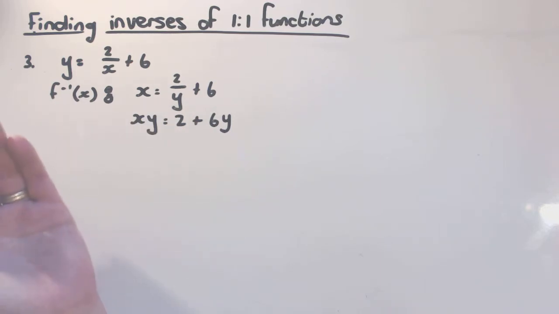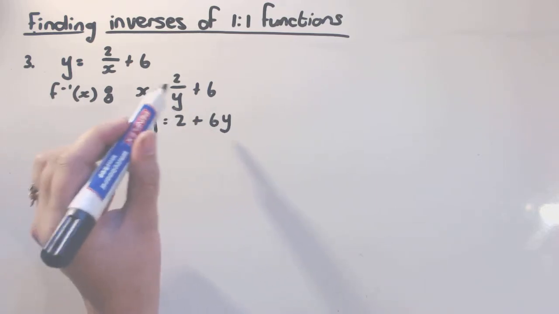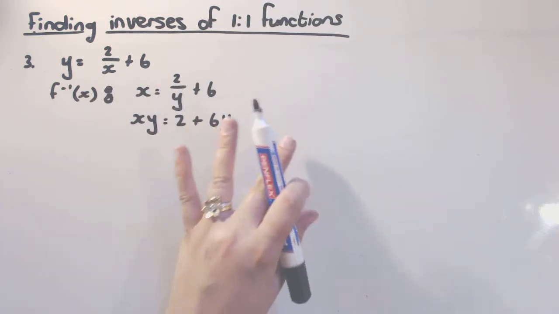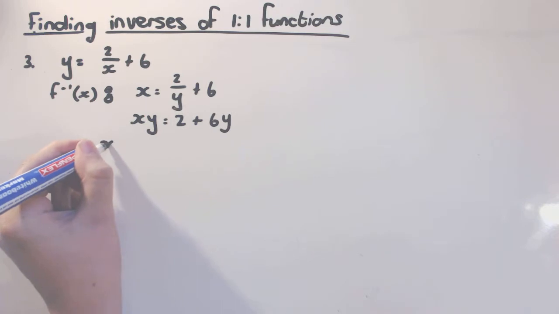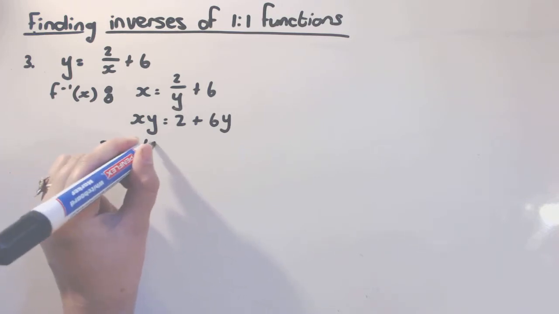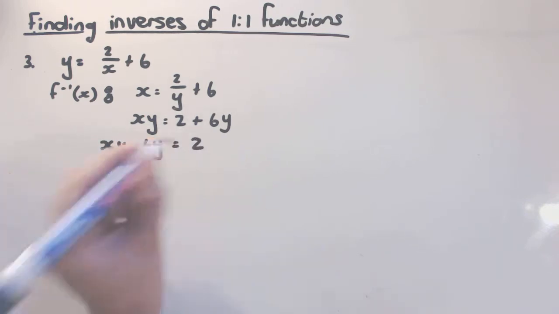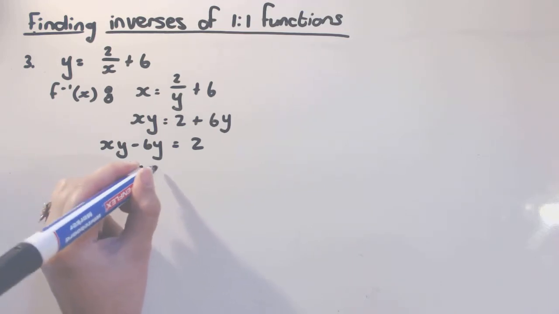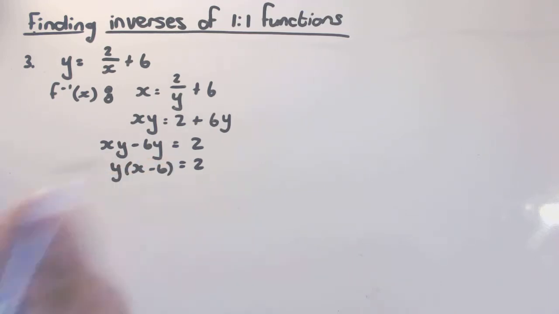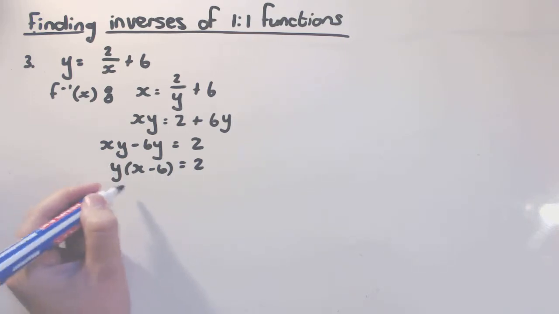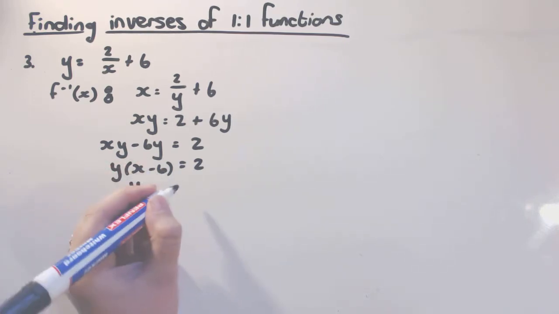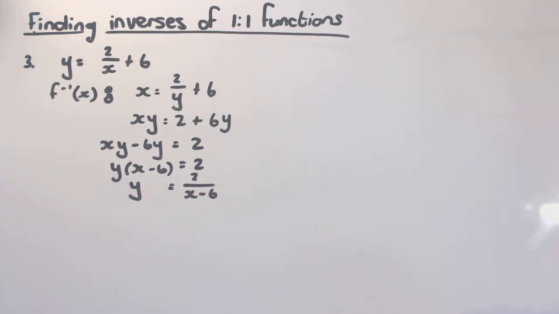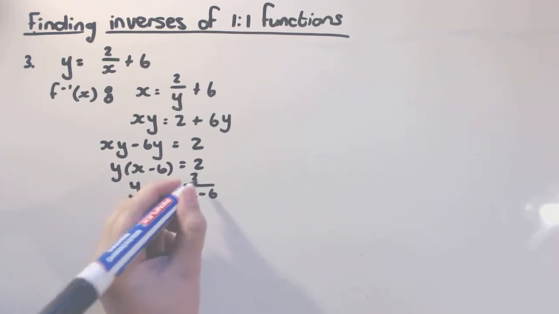I want to get y alone, but now the fraction is bothering me, so I just multiply with y throughout. Then I'm going to group all of my y terms on this side: xy minus 6y is equal to 2, and I'm just going to factorize the y out as a common factor, like that. And then I can divide by this x minus 6 bracket both sides, so that I have this. Alright.